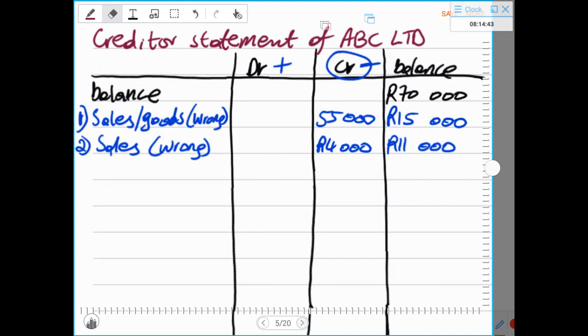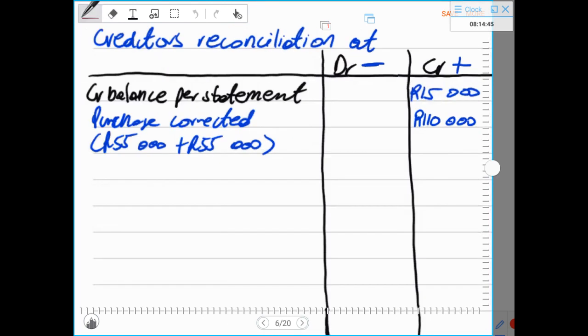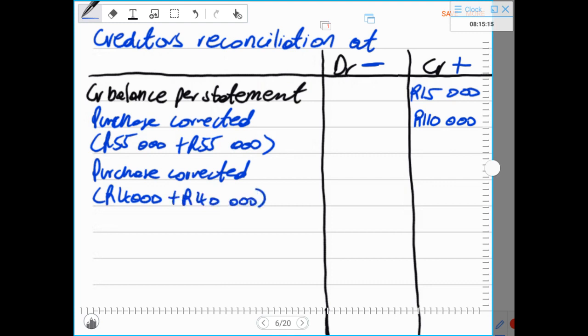Then after that we record the correct amount on the same credit side. So now let us go forth and record this one. Again we have to say purchase corrected. And how do we correct this? We have to cancel 4,000 on the same side it was recorded wrong. Then after that we record the right amount, which is 40,000, on the side where it was supposed to be. Remember, a purchase is supposed to be on the credit side. So now this will be a total of 44,000 rands.